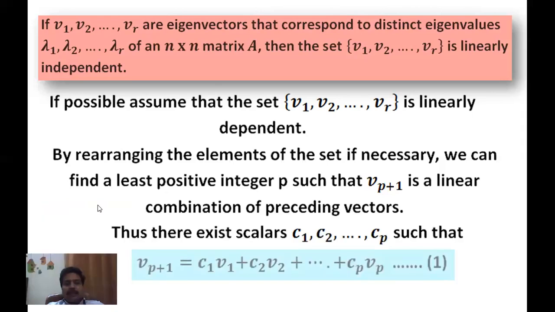Thus there exist scalars c1, c2 and so on cp such that vp plus 1 is equal to c1 v1 plus c2 v2 and so on plus cp vp. Since vp plus 1 is a linear combination of preceding vectors v1, v2 and so on vp, we can find scalars c1, c2, cp such that the relation holds. Let us name it equation number 1. This is our first relation.